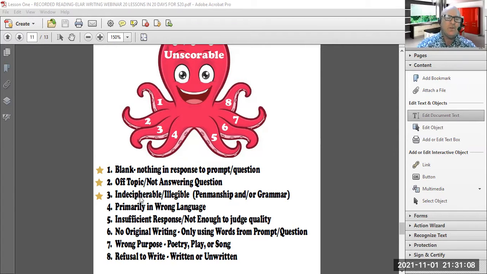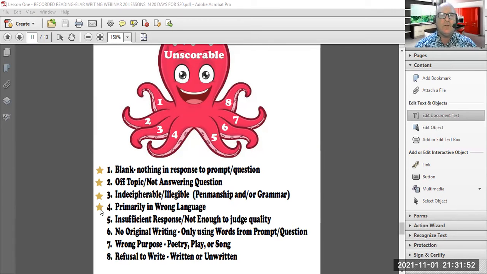Now, this next one is only for 3rd through 5th, typically, because up to 5th grade, you can either test in reading in English or Spanish. So if your student is taking the English test and they write primarily in Spanish or some other language, then they will get a 0. Keyword there is primarily. So for 6th through 10th grade, it's all in English.